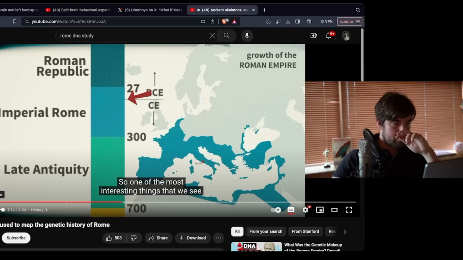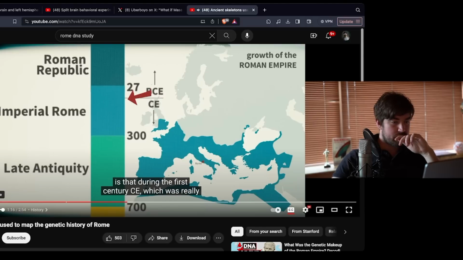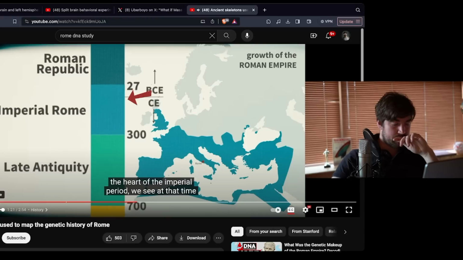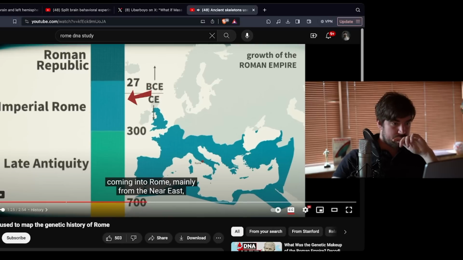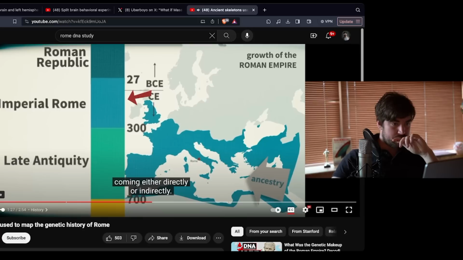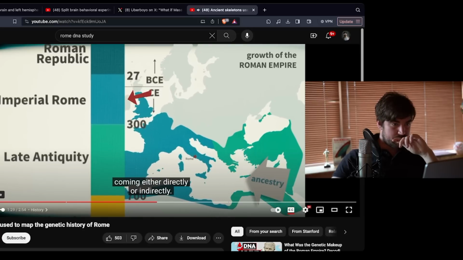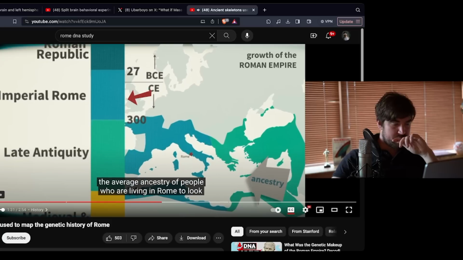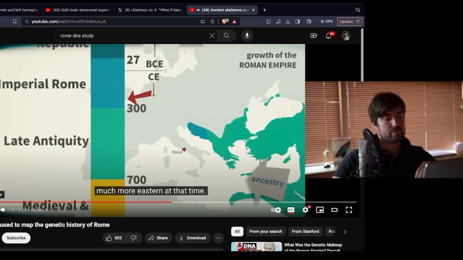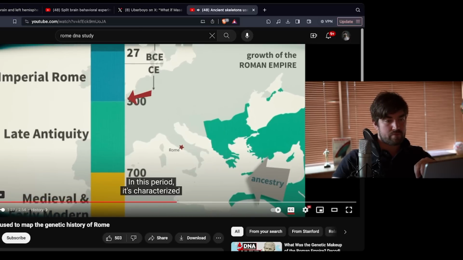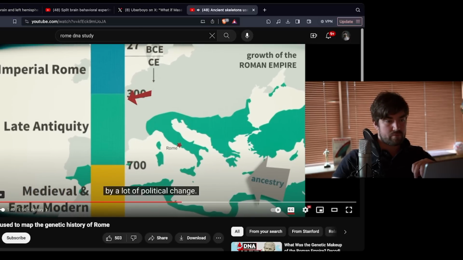So one of the most interesting things that we see is that during the first century CE, which is really the heart of the imperial period, we see at that time that there's a huge amount of immigration that's coming into Rome, mainly from the Near East, coming either directly or indirectly. And that's enough to actually shift the average ancestry of people who are living in Rome to look much more Eastern at that time. We get to late antiquity, and this period is characterized by a lot of political change.